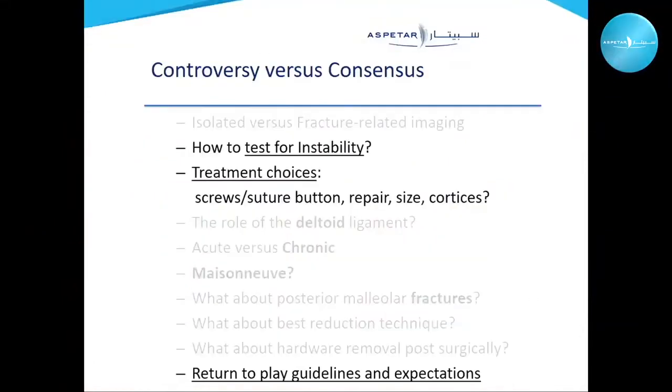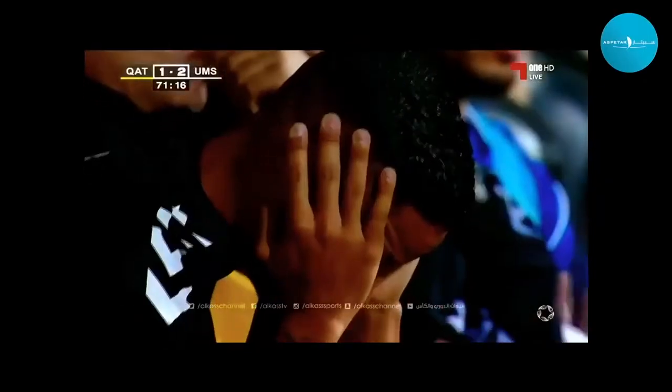And when we talk about isolated syndesmosis injuries in athletes, there's still a lot of controversy, but gradually more and more consensus. Thanks to the research from all our groups together all over the world, we are now gradually getting out of the hole of no knowledge and knowing how to test for instability, how to choose the right treatment, and especially what we can explain to our athletes on the return to play, the guidelines and the expectations once they suffer an isolated syndesmosis injury.